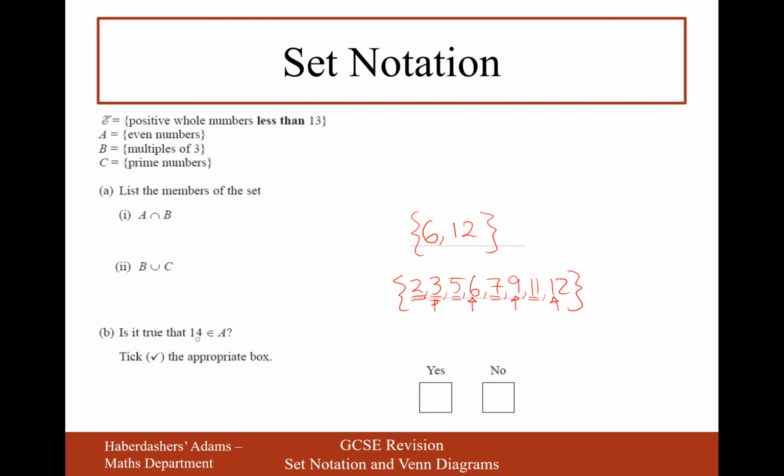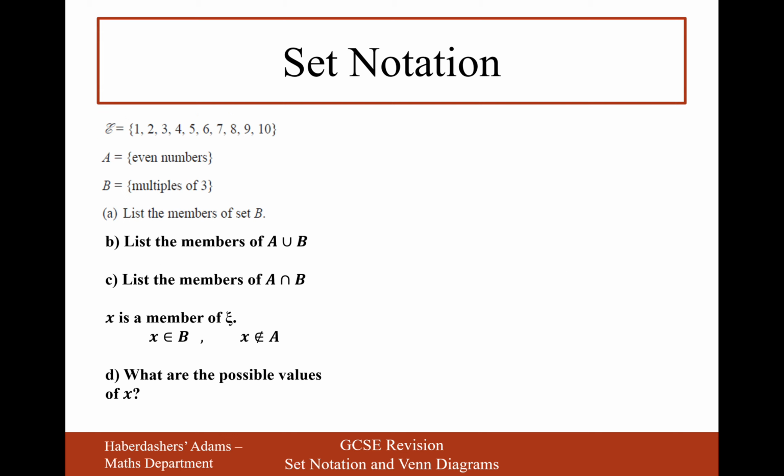Part B, is it true that 14 exists in A? Well, 14 is an even number, so it looks right, but actually the universal set for this question is less than 13, so the answer here is no. Reason being is that 14 is not a number considered for this question. 14 does not exist in the universal set. Okay. Alright then, let's move on to the next question. Pause the video and give this one a go.